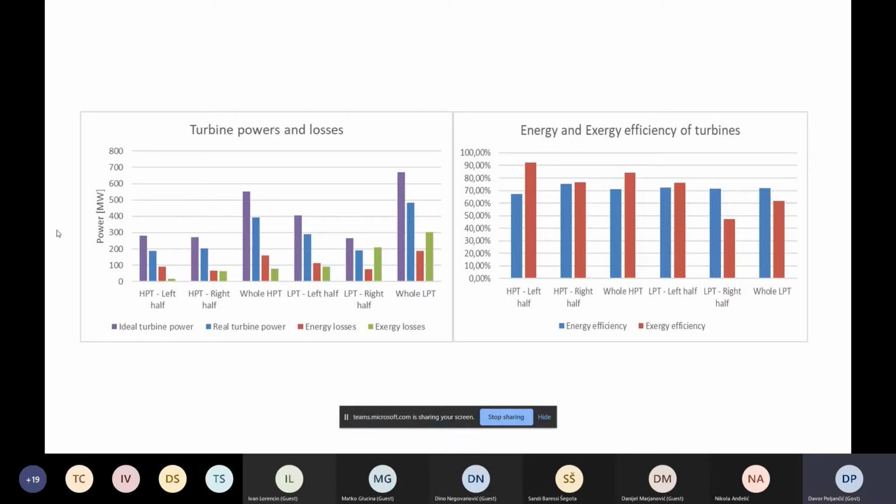The picture on the right shows energy and exergy efficiencies for every turbine cylinder and for the whole high pressure turbine and low pressure turbine. The energy efficiency of the whole high pressure turbine is equal to 71.1%, while the exergy efficiency is 84.45%. The whole low pressure turbine has an energy efficiency of 71.9%, while the exergy efficiency is 61.8%.